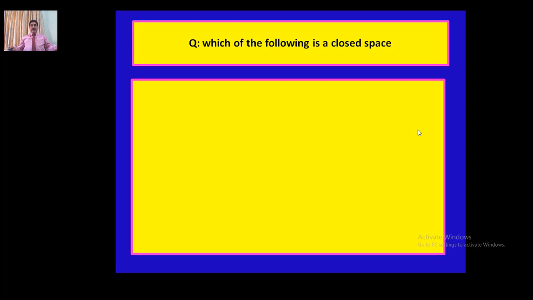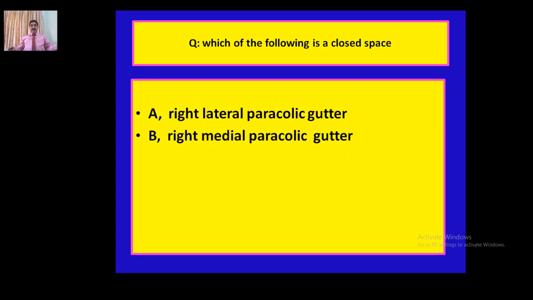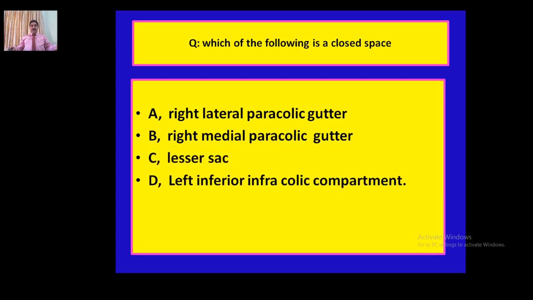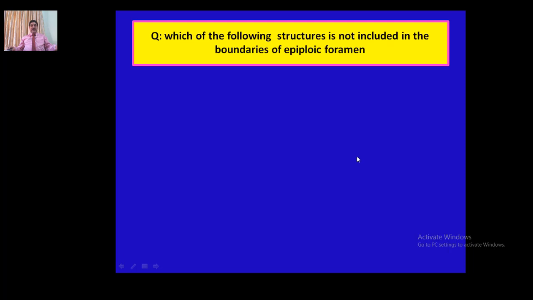Which of the following is a closed space? Right lateral paracolic gutter, right medial paracolic gutter, lesser sac, left inferior infracolic compartment. The right medial paracolic gutter is a closed space, while the other spaces communicate with each other and they act as communication between supra and infracolic compartments.